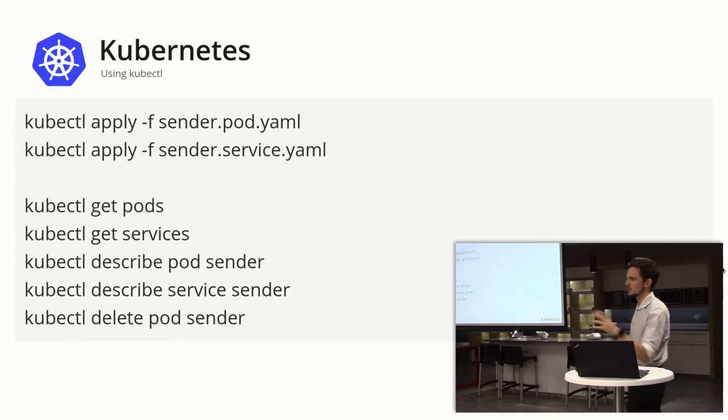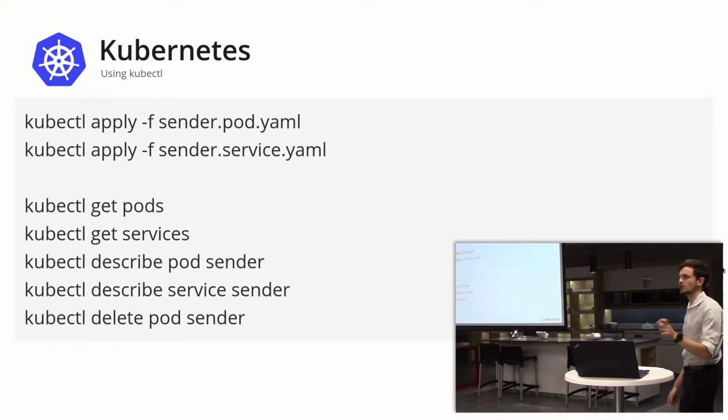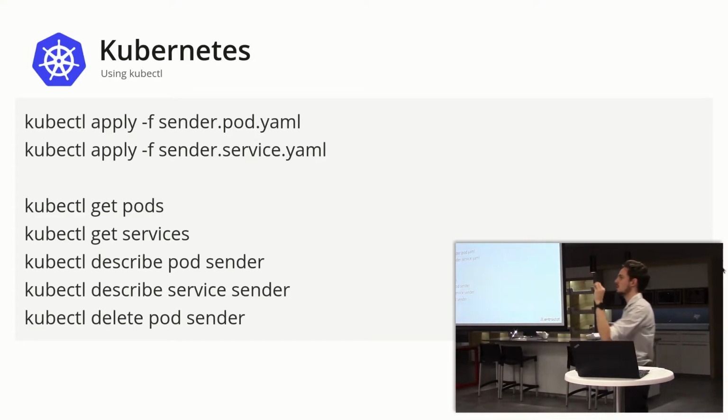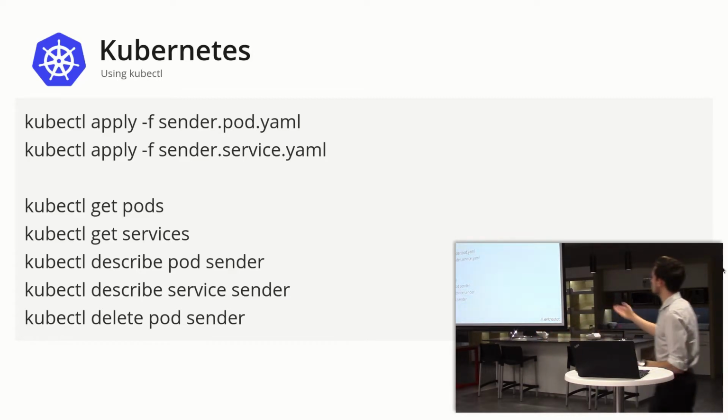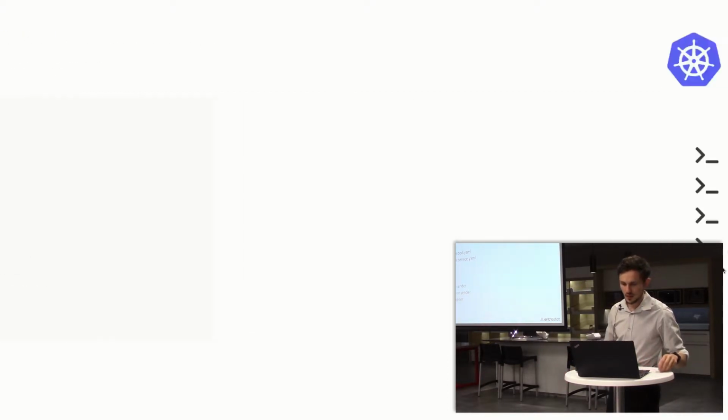kubectl get pods shows you all of the pods that are running. kubectl get services shows you all of the services that you have. Tells you information about your IP addresses, your ports, all of that stuff. Describing a pod or describing a service gives you a lot of detail about that specific thing. It will tell you if it's running, if it's healthy, why it crashed, all of that stuff. You can get logs from pods, and then you can also just delete a pod, and that will completely kill that little container.